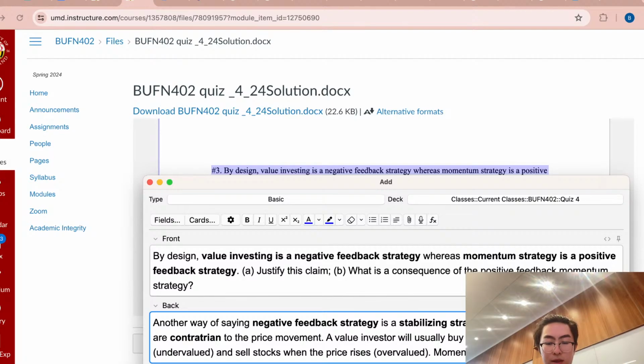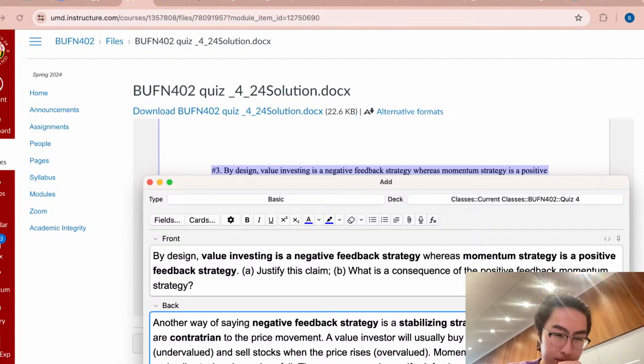Momentum strategies buy stocks when prices rise and sell stocks when prices fall. The consequence is a self-reinforcing upward or downward spiral. So I think a good example of this is 1978.